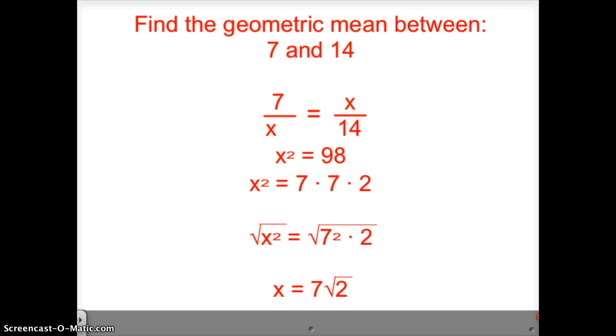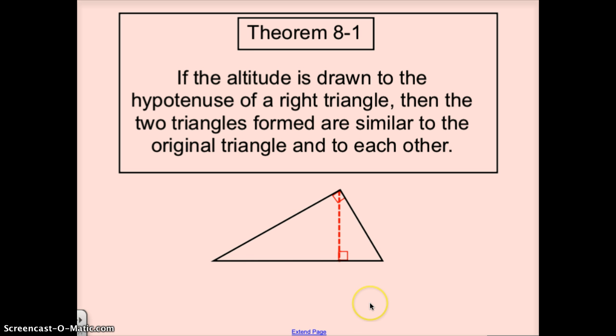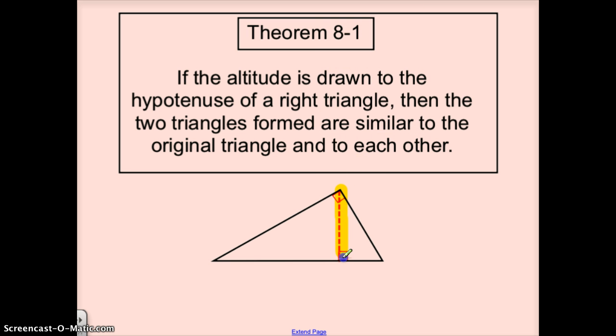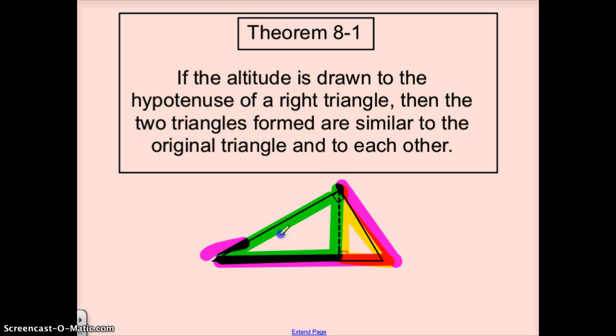Two theorems we have, or actually a theorem and a couple of corollaries. The first is the altitude is drawn to the hypotenuse of a right triangle. The two triangles formed are similar to each other and to the original triangle. As we saw in class the other day, we have the altitude drawn and it creates three triangles. It creates a small triangle here. It creates the medium triangle here. And then it already has the large triangle that you see here. And all of those are similar to each other, so we can create proportions based on that.